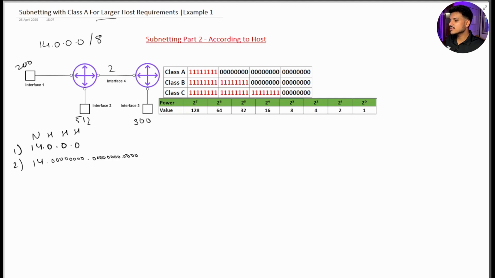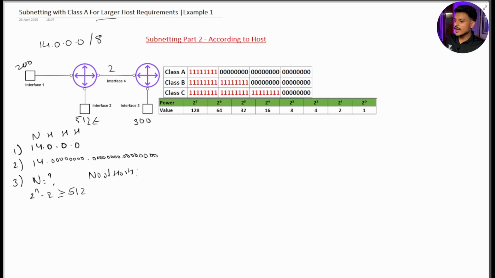dot 8 zeros, dot 8 zeros. Now before proceeding with our third step, we have to identify the maximum number of hosts in our given architecture. The maximum number of hosts required is 512 only. So in step 3 we will find the value of n and the number of usable hosts. We have to satisfy this condition using the formula 2 raised to n minus 2, which should be greater than or equal to 512, because our requirement is 512.